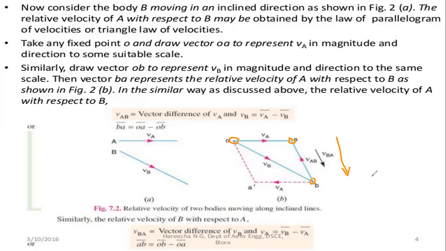In the similar way, we can take it in both directions, the relative velocity of A with respect to B and the relative velocity of B with respect to A. Therefore, the vector difference of VA and VB, that is VAB, is equal to the vector difference of VA and VB, that is VA bar minus VB bar.